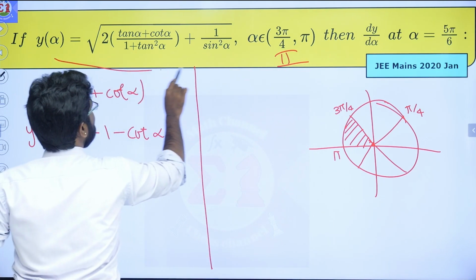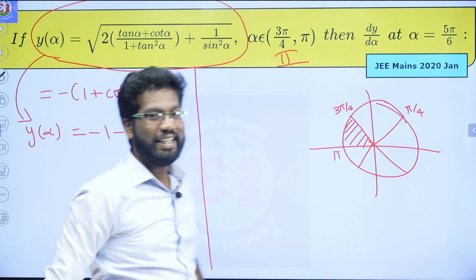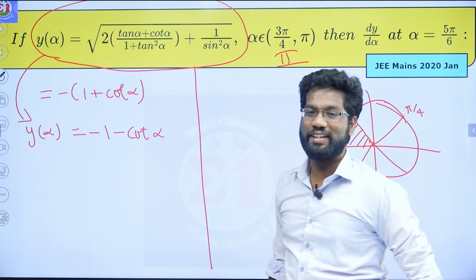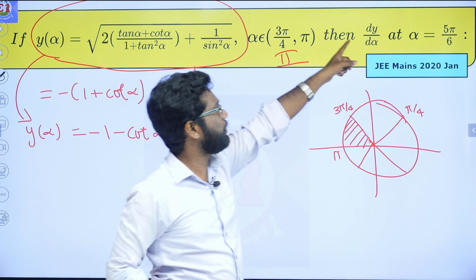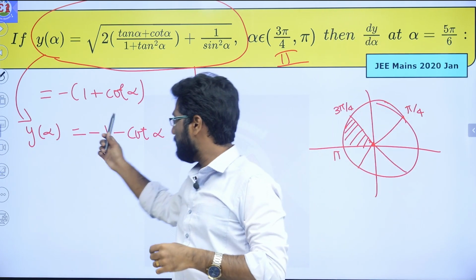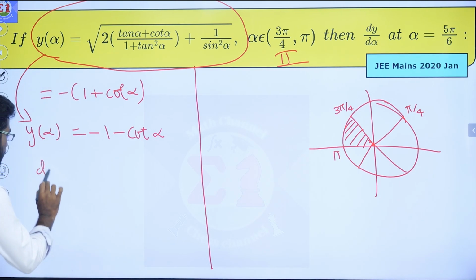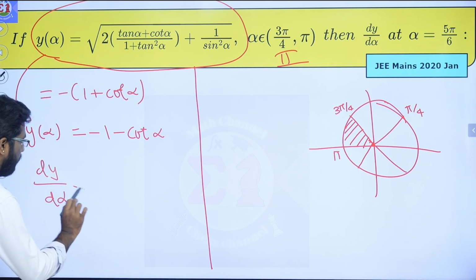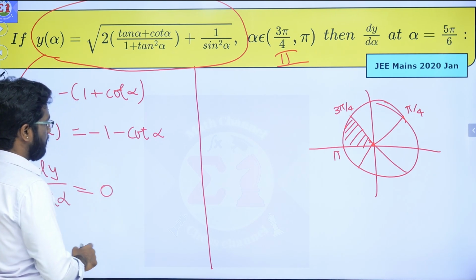Now I have made this monster into this pet cat. See, they both are the same, my dear students. That's what we have found. Now it's very easy for us to do the differentiation and apply this value as well. Come, my dear students, let's do it. The differentiation for this one is dy divided by d alpha equals minus constant, so it will become 0.